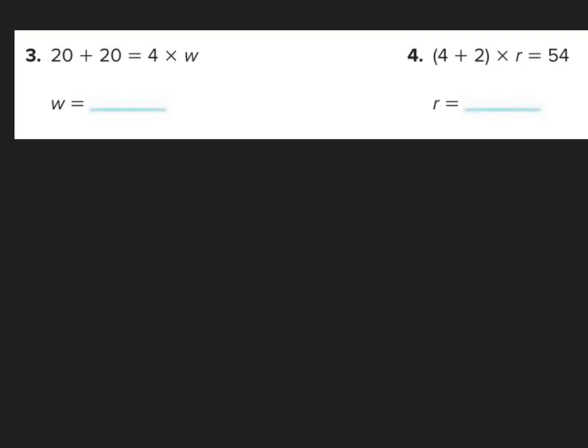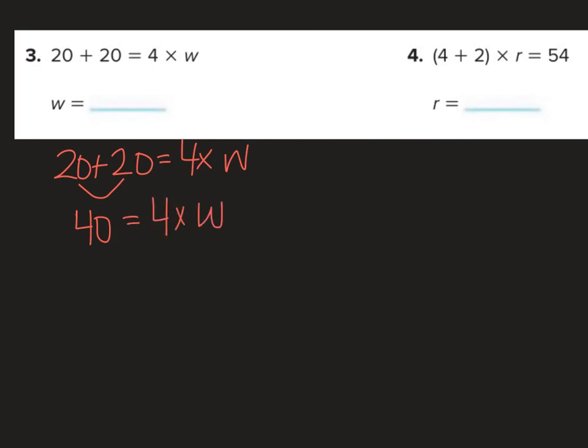Two more here we've got to solve. So I have 20 plus 20 equals 4 times what? 20 plus 20 is 40. 4 times what equals 40? Well, 4 times 10. W is equal to 10. Okay, let's check. 4 times 10 is 40. Does 40 equal 20 plus 20? 40? Yep, checks out.